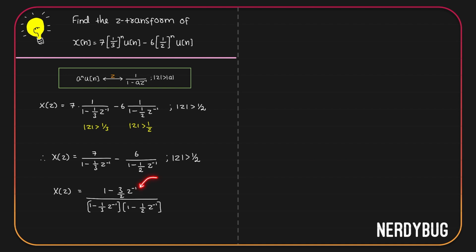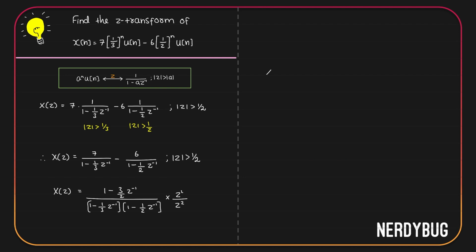Now the numerator will become 0 if z is equal to 3 by 2. So we have a 0 at z equals 3 by 2. The denominator will become 0 if z equals 1 by 3 or if z equals 1 by 2. So we have two poles, one at 1 by 3 and one at 1 by 2. Other than these, x of z actually has one more hidden 0. If you give z equal to 0, since we have z inverse everywhere, it will become undefined. So to check that, let us multiply this with z square and divide it with z square.